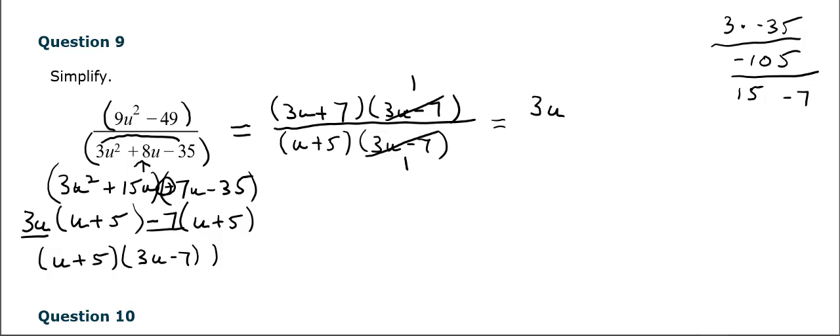And now, since nothing else reduces, we multiply what we have left. So in the numerator, we have 3u plus 7 times 1, which is 3u plus 7. And in the denominator, we have u plus 5 times 1, which is u plus 5. It doesn't make a difference whether or not you have them in parentheses, but I'll go ahead and put them in parentheses.